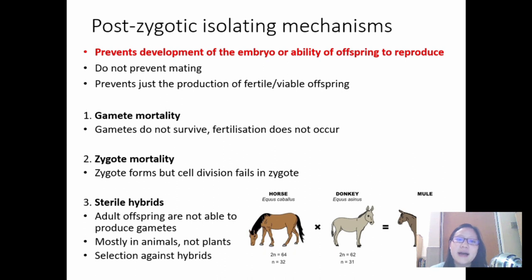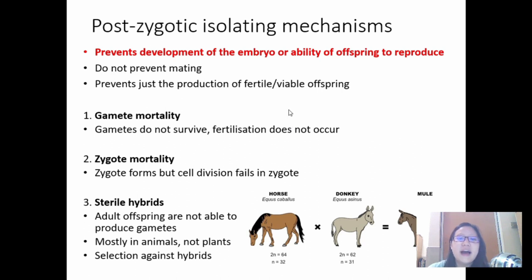But yeah, that's the idea of post-zygotic isolating mechanisms, the idea of these three things here: preventing development of the embryo or the ability of offspring to reproduce, but not preventing mating.